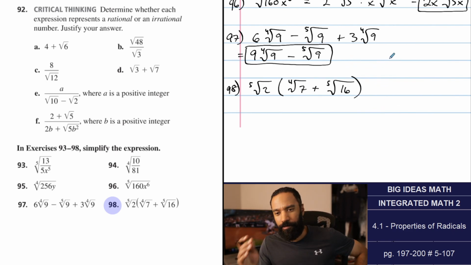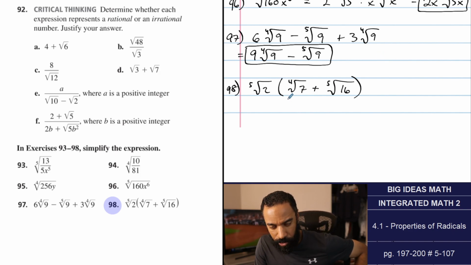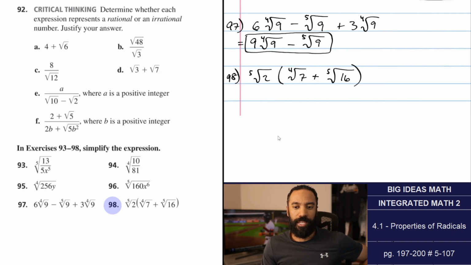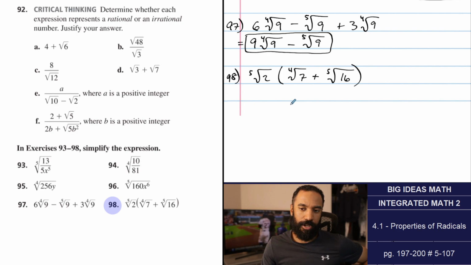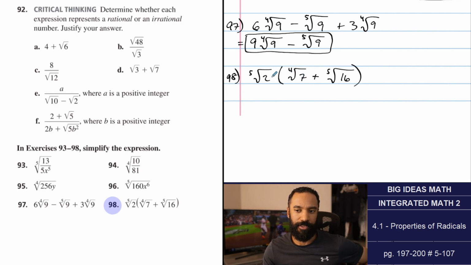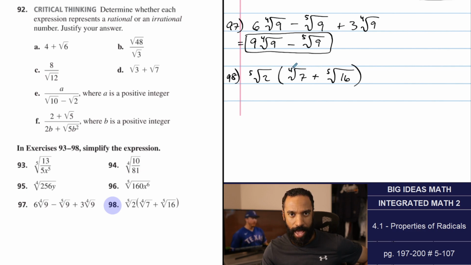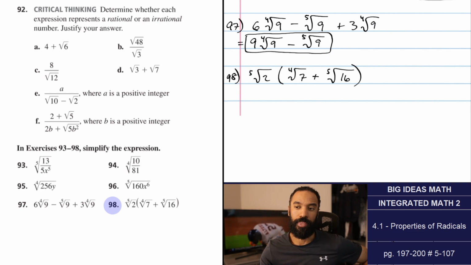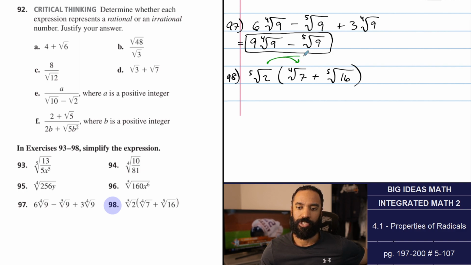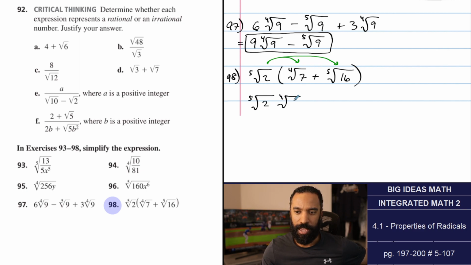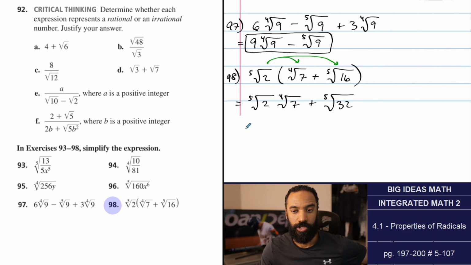Nothing can simplify here as individual parts. We can distribute, but this is not going to be as fancy. Look, the 2 and the 7 do not multiply here. They have different radicals. And we see if there's anything I can do with it later. Let's just investigate. I can multiply. This part will clean up. I get the 5th root of 2 times the 4th root of 7 plus the 5th root of 2 times the 5th root of 16. That's where these can become the 5th root of 32. Now the 5th root of 32 is 2.